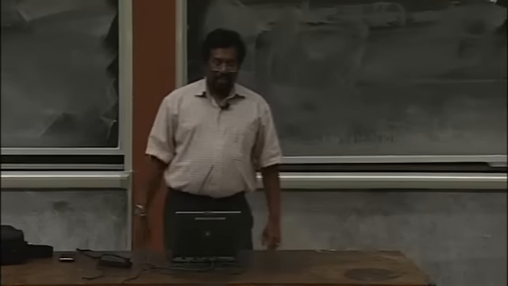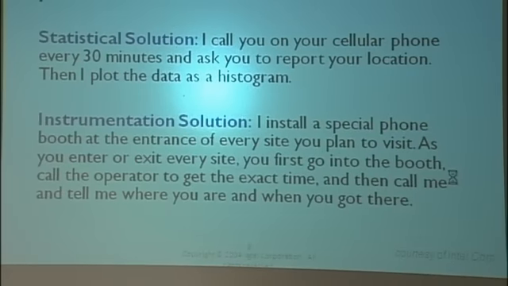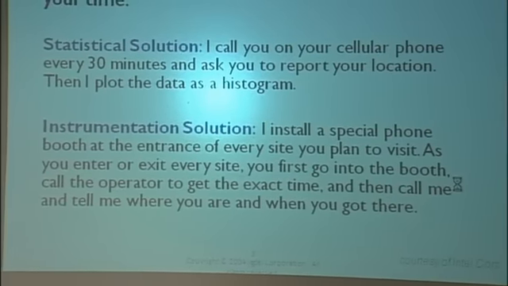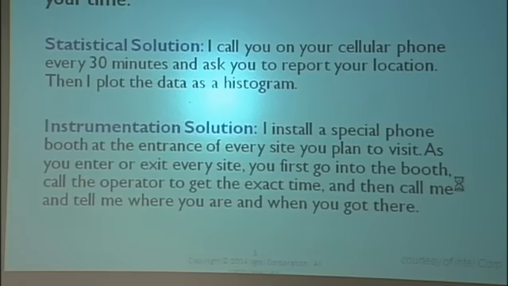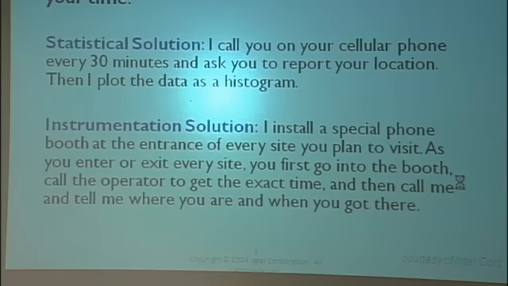That's called statistical. The other way is, for every landmark, I create a telephone booth. And every time you enter a landmark, you first have to go to the telephone booth. You have to call the operator and say what time it is, so you look at the watch, and then you call me and say, aha, I'm entering this landmark, the time now is 5:50, and I write it down. And every time you exit the landmark, you call me and say, I'm exiting this landmark, time now is, and I write it down. Okay? So these are the two ways of doing that. That's like an instrumentation solution.